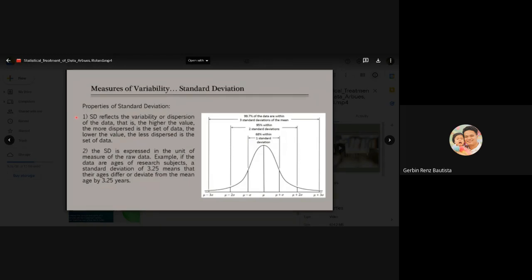Number two, the standard deviation is expressed in the unit of measure of the raw data. This is its advantage over the variance. If the data are ages of research subjects, a standard deviation of 3.25 means that the ages differ or deviate from the mean age by 3.25 years.